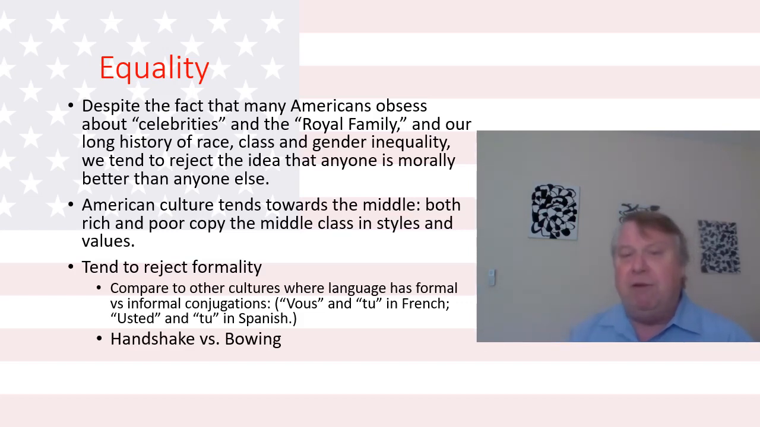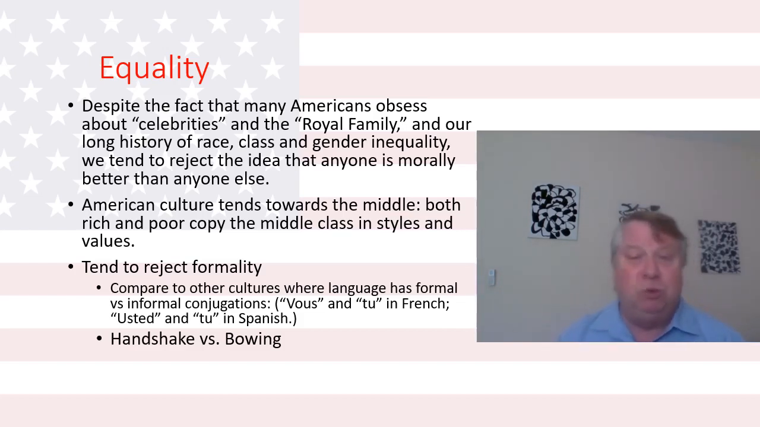So compare, for example, many other cultures, the language itself has a difference when you talk to somebody formally versus informally. So, for example, in Spanish, if I speak to somebody like my boss or sometimes an older parent, I would use the form usted. And usted is a form of respect, formality. I'm establishing a formal relationship. Whereas amongst friends, you would use a very different conjugation. You would use the word tú.